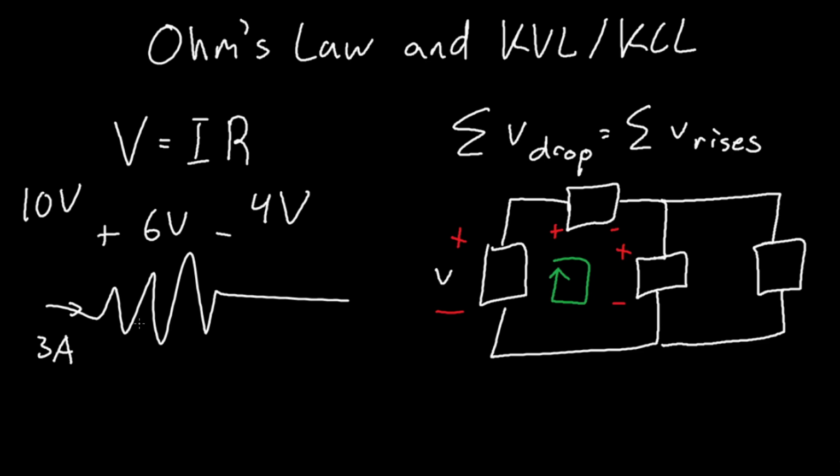Let's assign these V1, V2, and V3. V1 is a voltage rise, since you go from negative to positive. V2 is a voltage drop, since you go from positive to negative. And V3 is a voltage drop as well, since you go from positive to negative in the clockwise direction. You can pick clockwise or counterclockwise, it really doesn't matter. And you would do the same if you wanted to use KVL at this other loop as well.